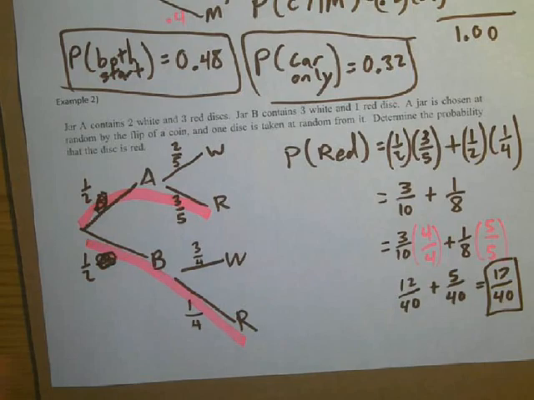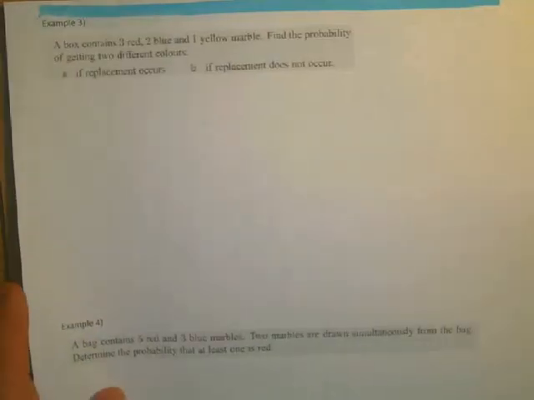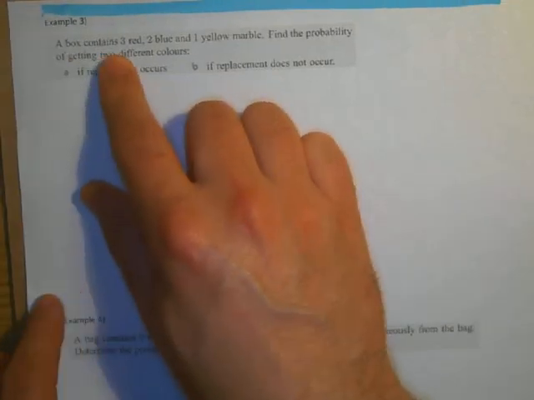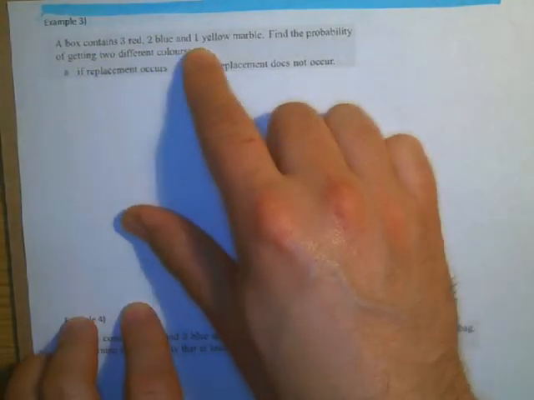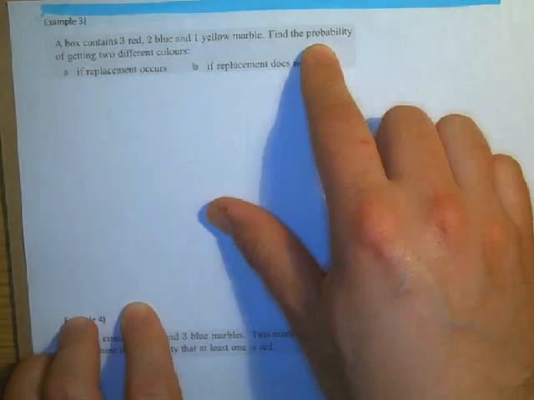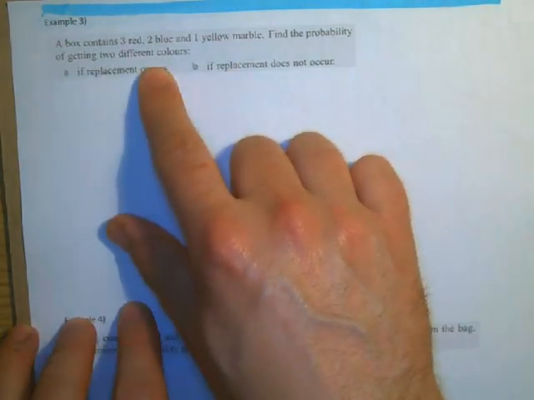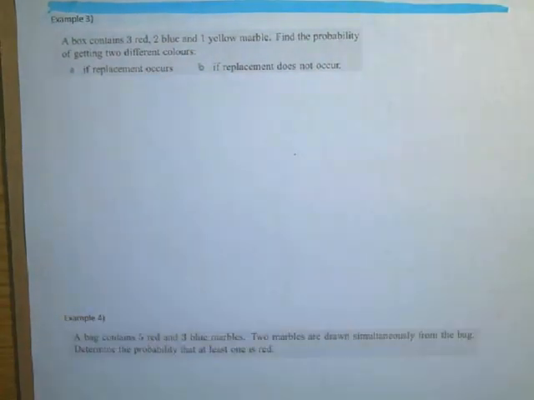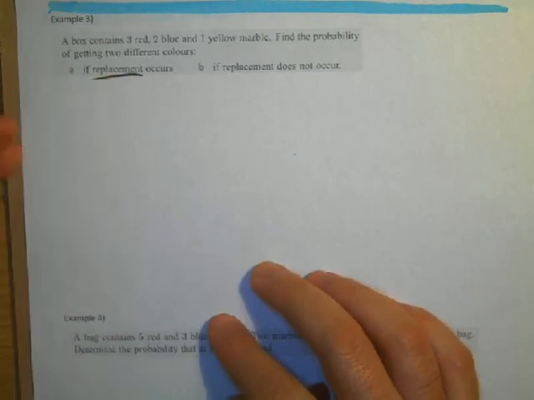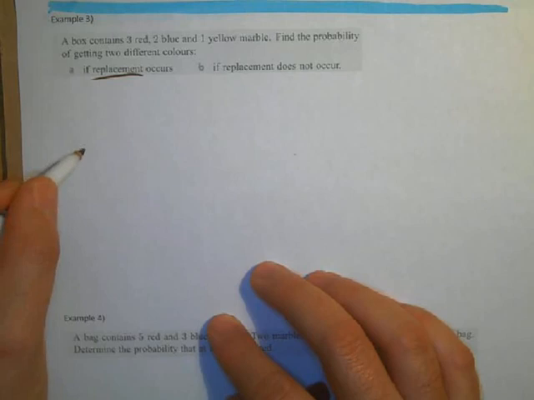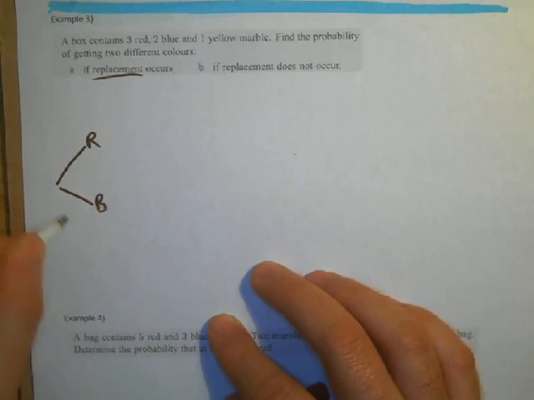All right, let's do another example. A box contains 3 red, 2 blue, and 1 yellow marble. Find the probability of getting 2 different colors. First we're going to do it with replacement. So red, blue, yellow.